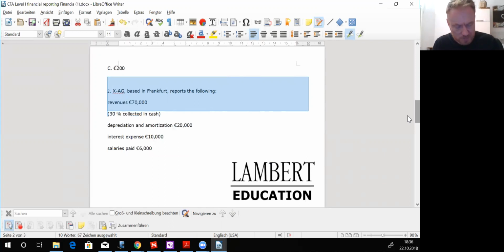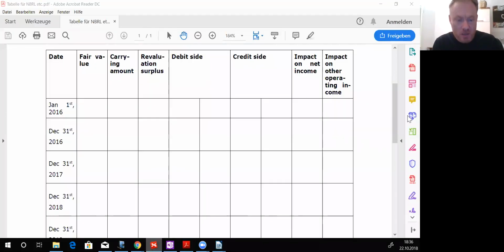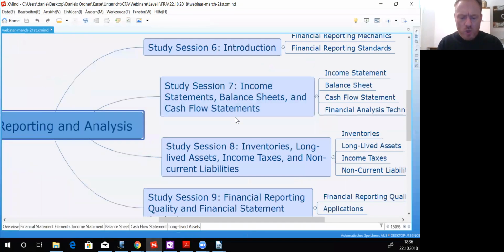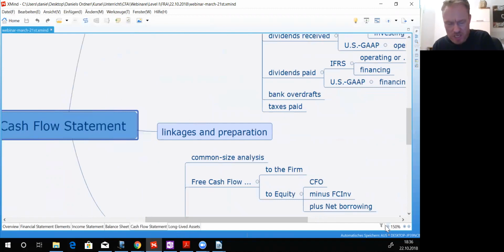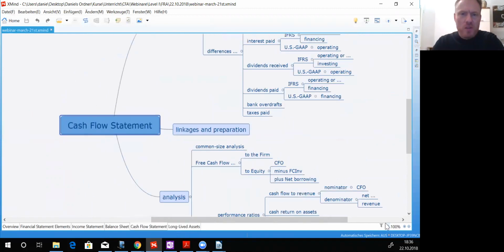There are two things to understand. Let's see this here, because I prepared something for you, and that's my mind map. That is the mind map for CFA level 1 that you can get in my online shop at www.lamberteducation.com, if you're interested in the entire CFA level 1 mind map. It's about 110 or 120 pages. But now, cash flow statement.